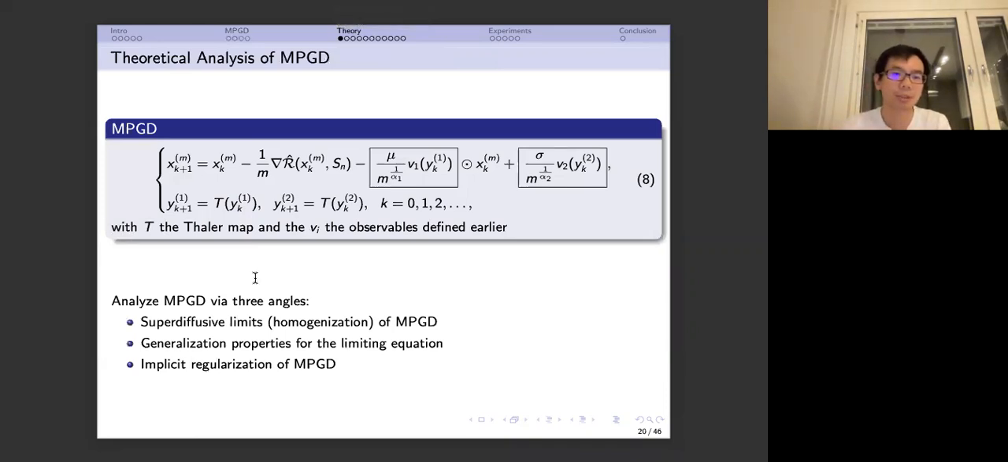First we study MPGD from 3 different angles. The super diffusion limits, or what people call homogenizations, which is essentially the thing that I have mentioned just now, right? How MPGD converges to a certain SDE. And then I'm going to talk about generalization properties for the limiting SDE. And then why we expect this scaling to be useful, by analyzing it through the lens of implicit regularization.